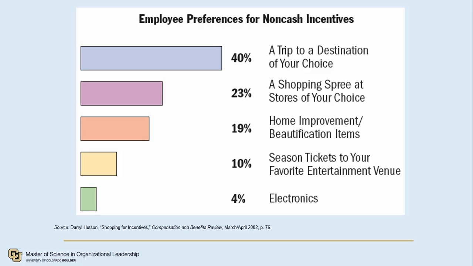Regarding some of our non-compensation related rewards, in this chart, and it was back in 2002, a number of individuals were asked, out of this list, what are some of the things that you would like to have if you had a non-cash incentive? As you can see, 40% chose a trip, and then others chose a shopping spree, others things for their home, or things like beautification items like a spa, or tickets to some type of show or sports, and electronics. Probably if we redid this today, I'm guessing there might be more in the electronic category. So in looking at this list, are any of these appealing to you?